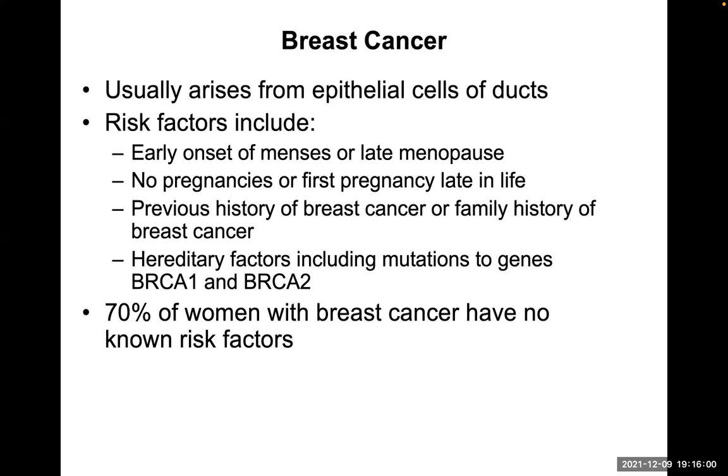If an individual has an early onset of menses, let's say age 10, and they don't go through menopause until the age of 60, their tissues are going to be exposed to estrogen and progesterone for longer periods of time than somebody who didn't start their period until they were 16 and went through menopause when they were 50. So there's a correlation between estrogen and progesterone exposure and the risk for developing breast cancer.